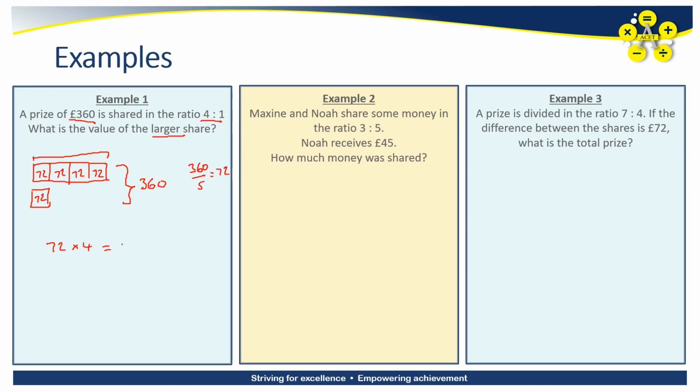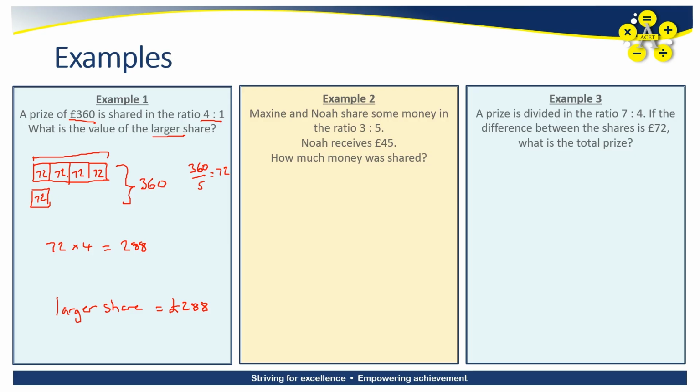I end up with an answer of 288. I can check that if I add on that £72, I'm going to get 360. So I know I've done this right. To finish this off, the large share is £288.